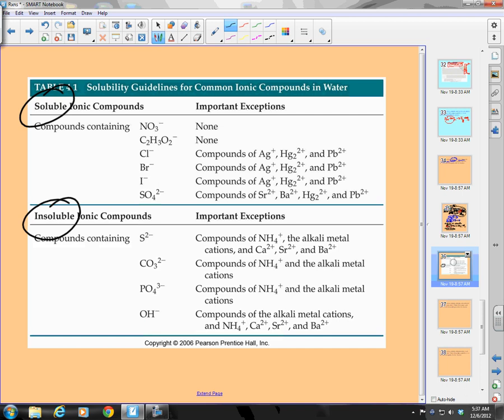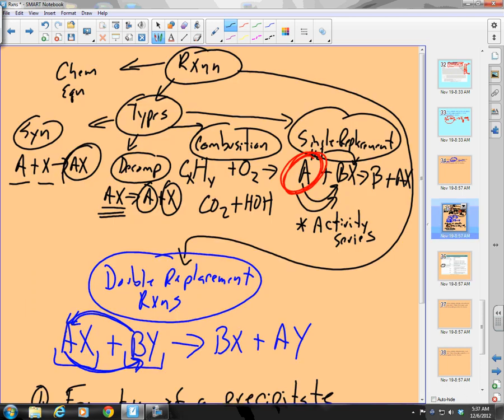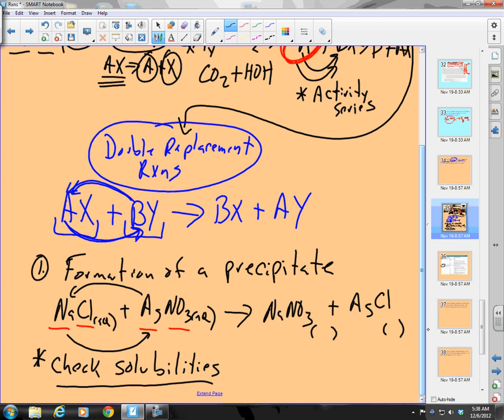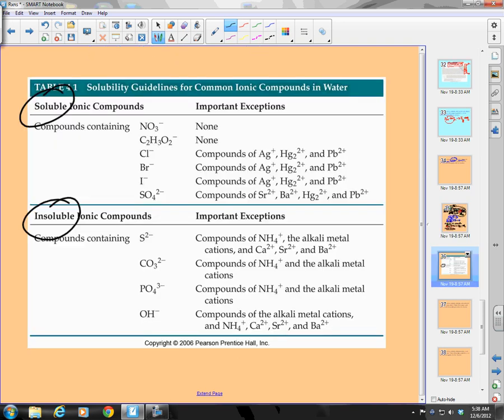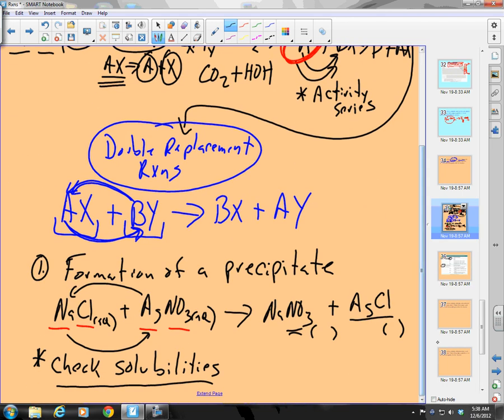What did I make over here? We'll find it eventually. I made sodium nitrate and silver chloride. Well, what do we know about nitrates? Nitrates are soluble. If they're soluble, that means this will be what? If it's soluble, that means it's aqueous.